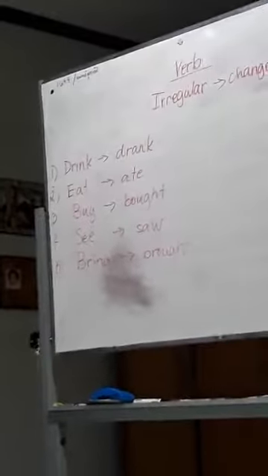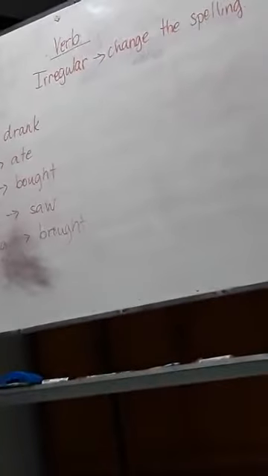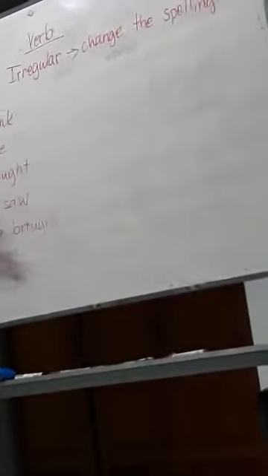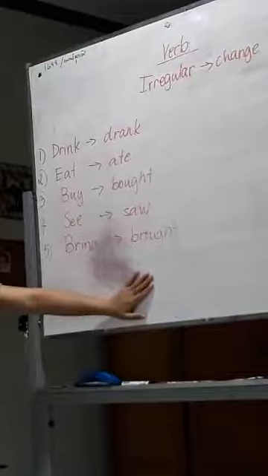Examples of irregular verb. As you can see, we did not add D or ED at the end. We changed the spelling. So drink became drank. Eat became ate, buy became bought, see became saw, bring became brought. Okay, so do not be confused with buy and bring because it is bought and brought. Most of the students, they get confused about when to use brought and bought. They thought it's the same.